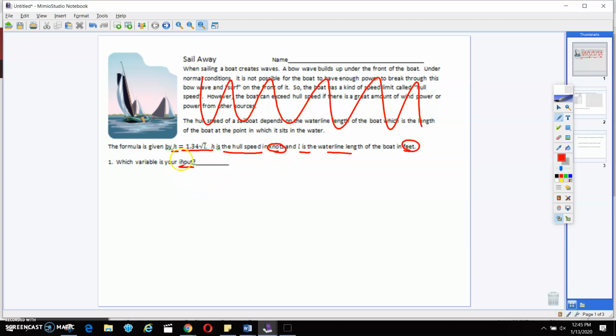So what is our input? What does the word input mean? Let's focus. It's what you're inserting, like your domain. So this is going to be your length, your L variable.